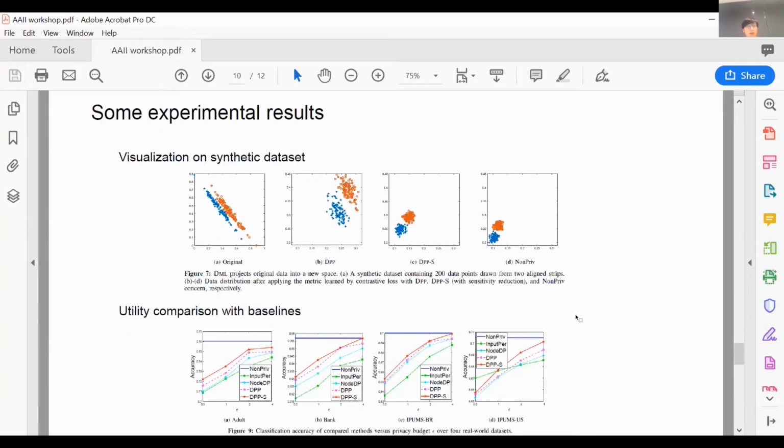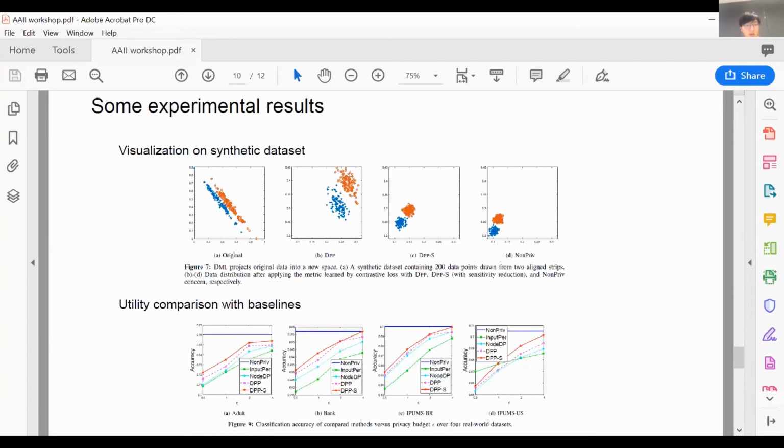Here are some experimental results. First, on this synthetic data set, we see that our new differential pairwise privacy results in an embedding feature that has a close shape to non-private metric learning. That means if given a proper privacy budget, our algorithm can preserve the utility of the original algorithm.